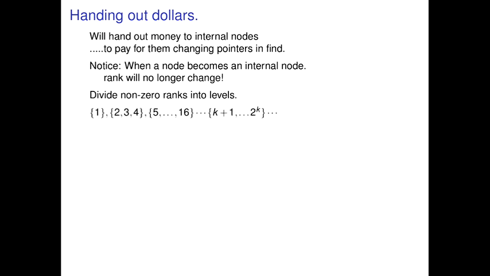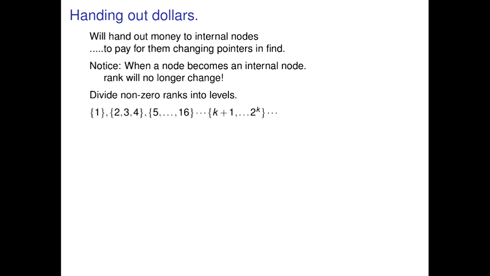So one group will have 1. The next one will have 2 through 4. The next one will have 5 through 16. The key here is, what is 16? 16 is the last number in the previous group exponentiated.